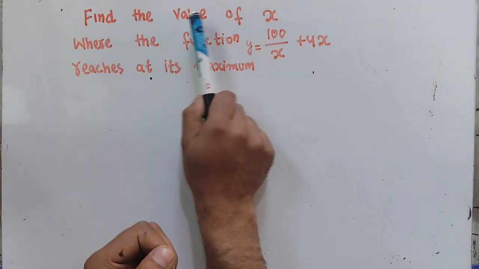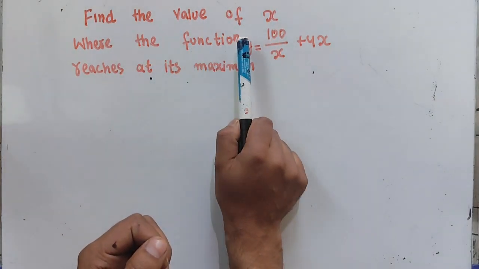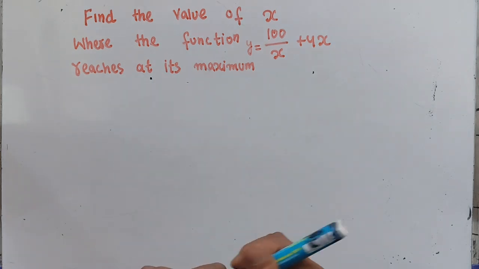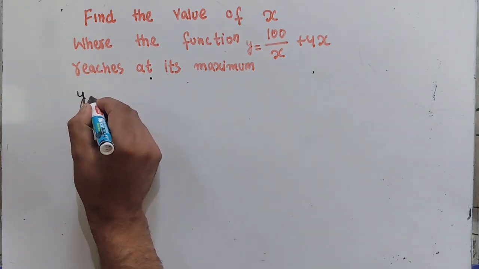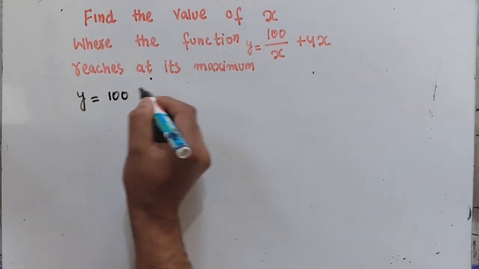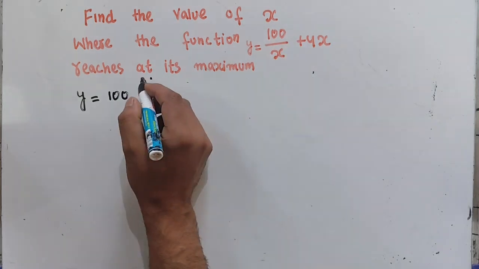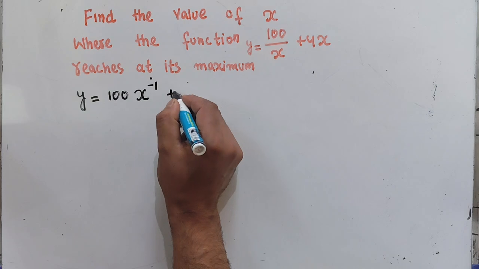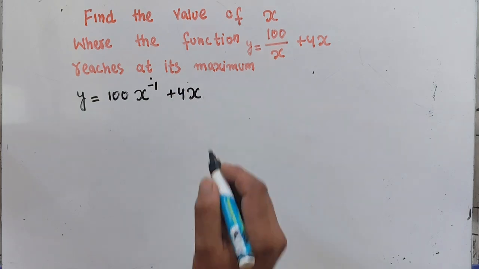The question is: find the value of x for which the function y equals 100 upon x plus 4x reaches its maximum. Okay, so we have the function y equals 100. Transpose this x to the numerator, its exponent sign will change, it will become -1, plus 4x. We have this very function.